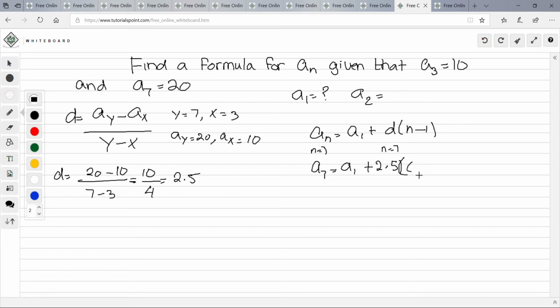If n equals 7, then 7 minus 1 is 6, right? I just plug in 7. That's how I got 6. So we know the seventh term is 20. We don't know the first term, that's our goal, plus 2.5 times 6, which is 15. Subtract 15 from both sides. So 5 equals the first term. Our first term is 5.